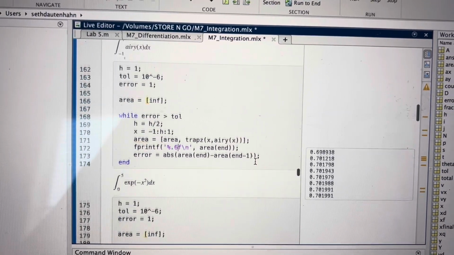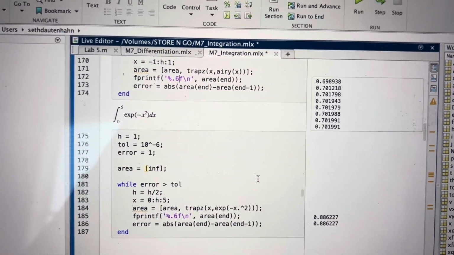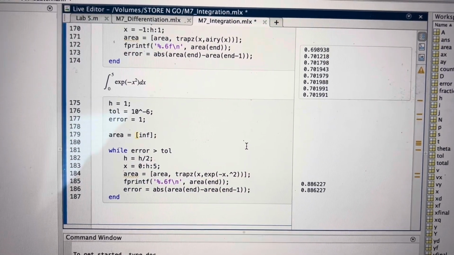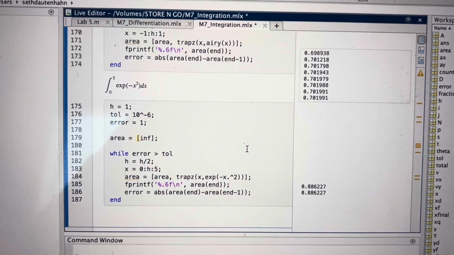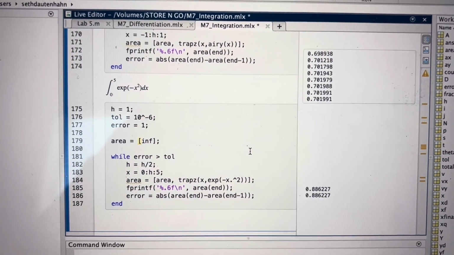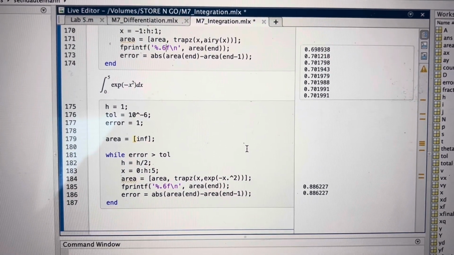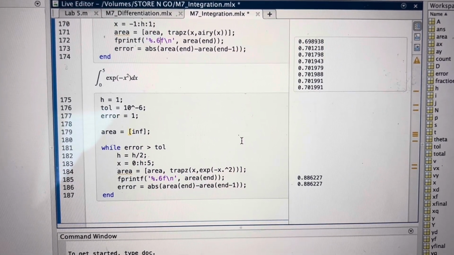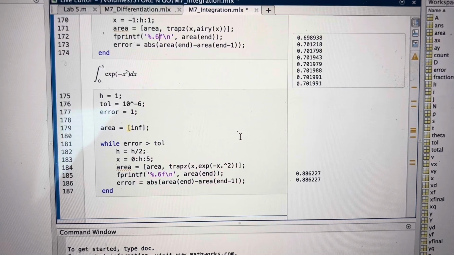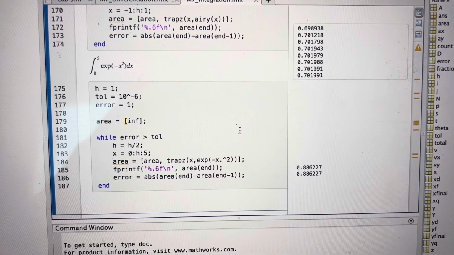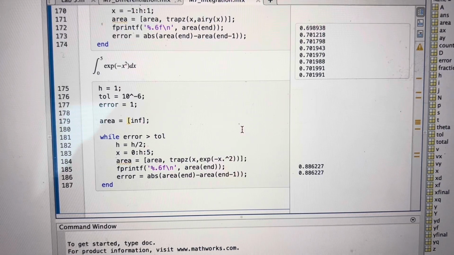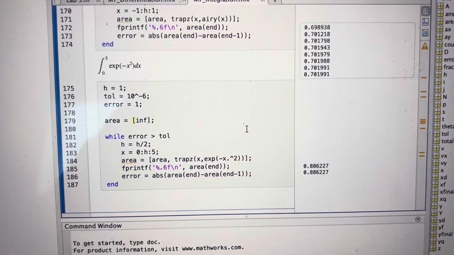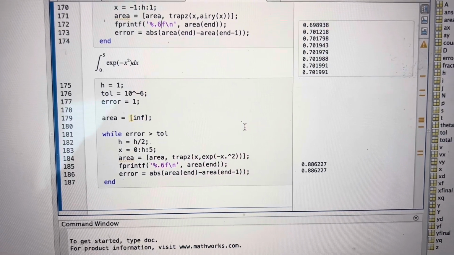So that's that. And then for part 2 on this, we're going to do the integration from 0 to 5 of e raised to the -x squared dx. So our h is, again, our step size, and that's going to equal 1. And our tolerance is going to be 10 to the -6 to ensure we at least get those 5 decimal places. And our error is going to be 1. Area is going to be infinite again, so we establish that there is an area, and then it goes into a while loop.